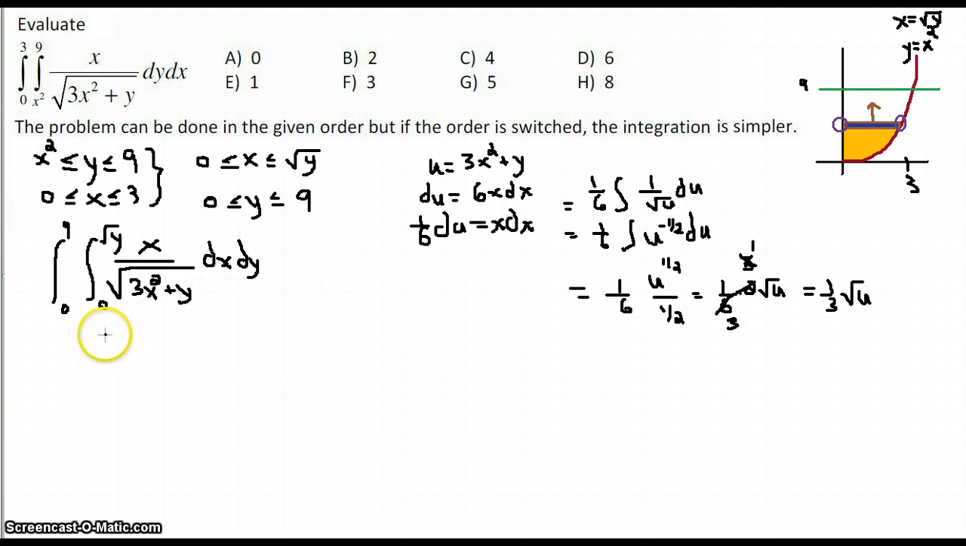Okay, so we have the integral from 0 to 9. 1/3 the square root of 3x squared plus y, where we let x be equal to 0 on the low end and root y on the high end. Be careful with this.